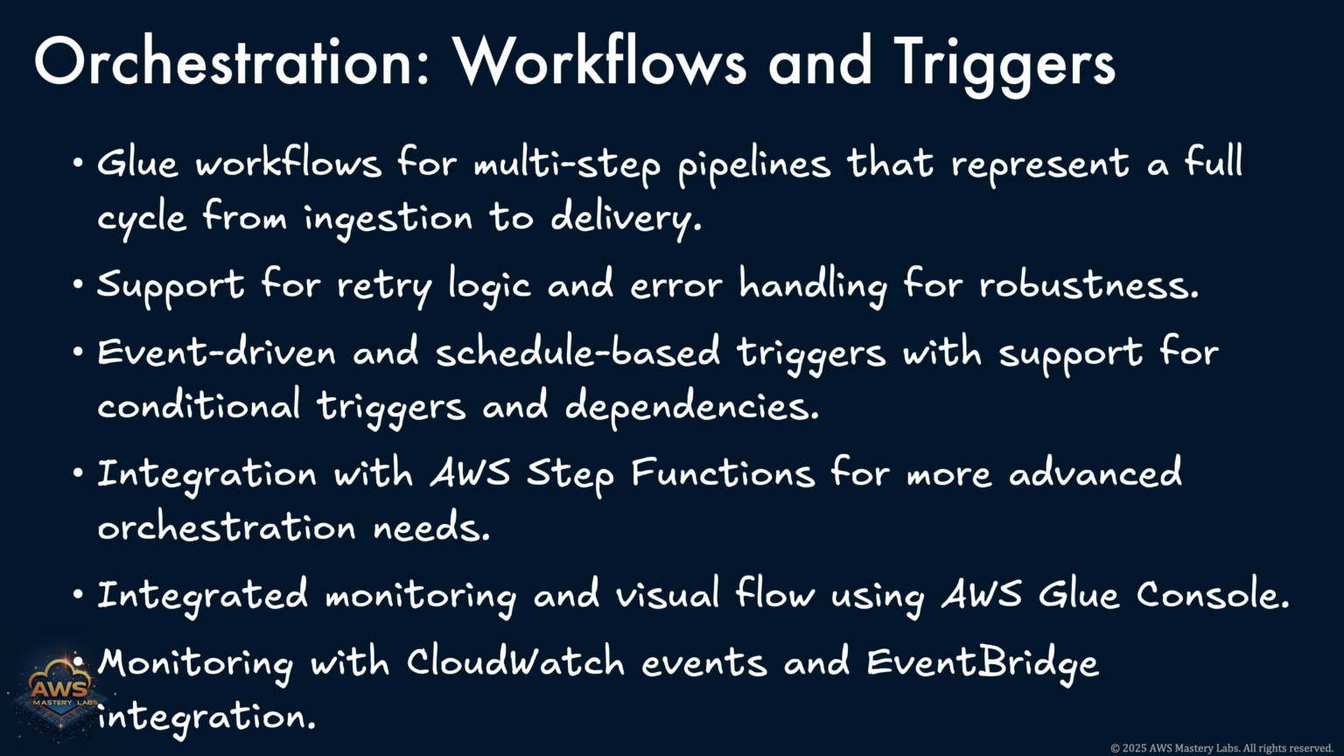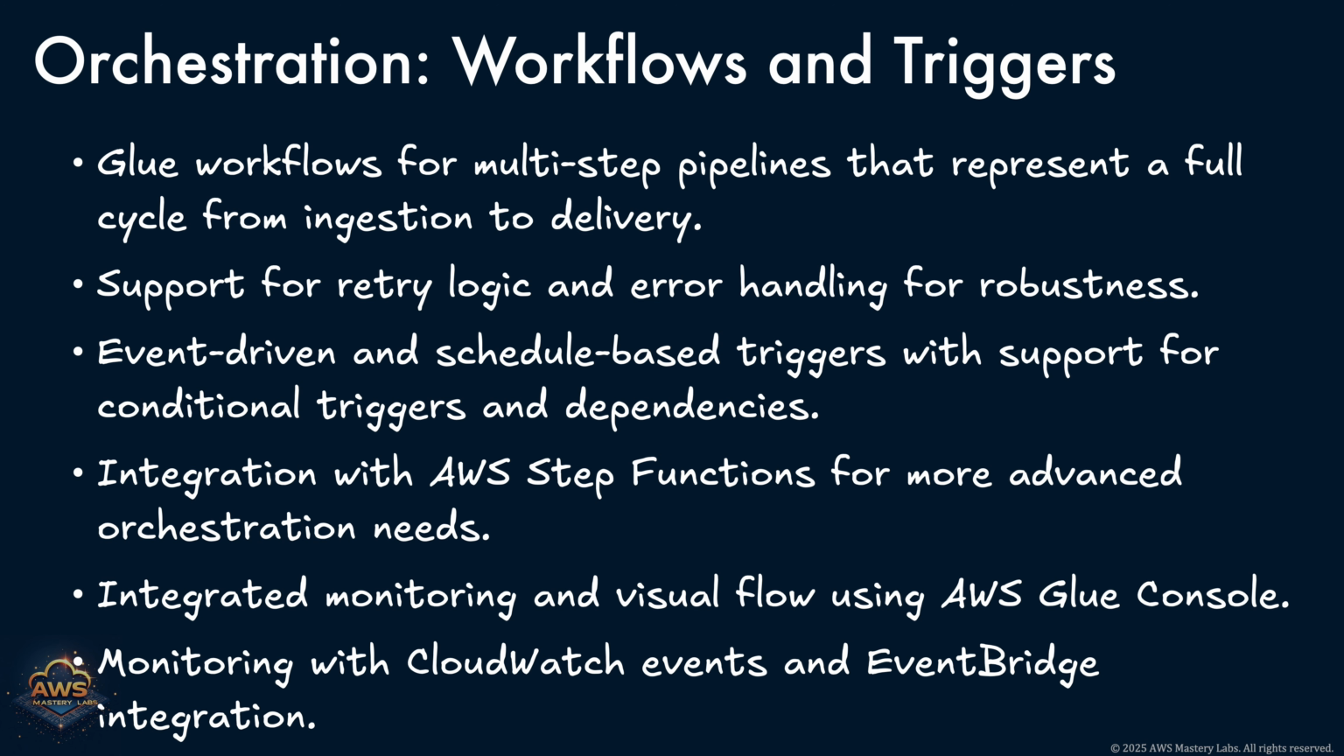To ensure your pipelines are production-grade, Glue includes built-in support for retry logic and error handling. This means if something goes wrong, like a temporary network failure or a data formatting issue, you can configure automatic retries or branch your workflow to handle failures gracefully.